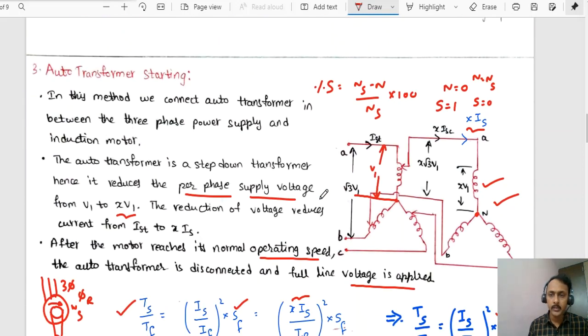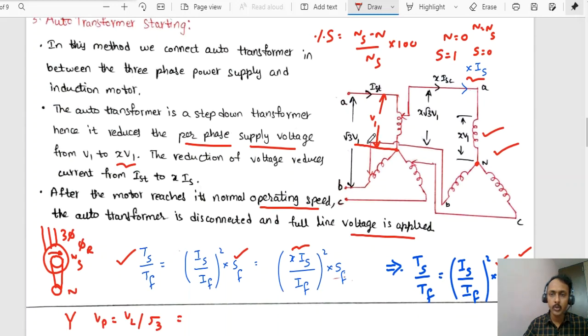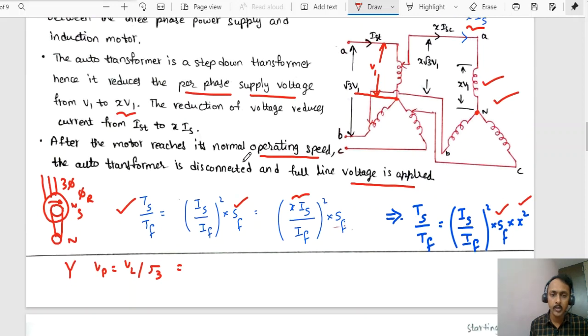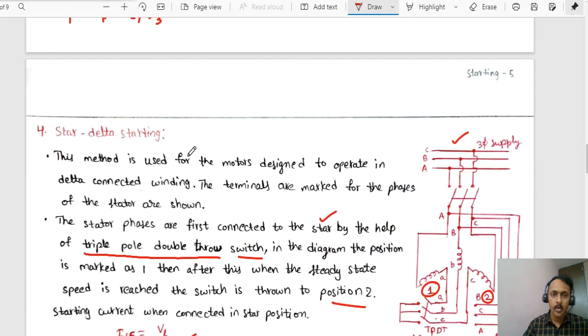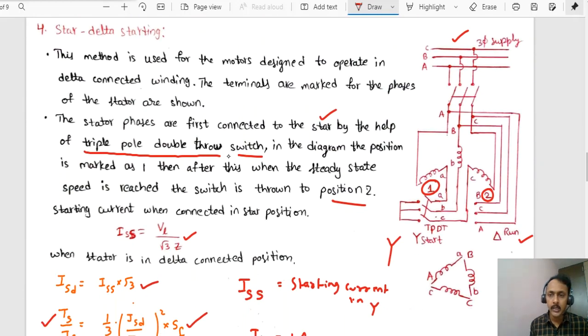Auto transformer: instead of applying the entire voltage, here also only some fraction of voltage will be applied to the stator. If V1 is the voltage per phase, root 3 V1 is the voltage between two lines. The current drawn will also be only some fraction of the starting current, x times Is. This is with the help of the auto transformer. The fourth one is star delta. At the starting stage, the machine windings will be in star connection. Slowly, once it attains its normal operation, the windings will change to delta connection.